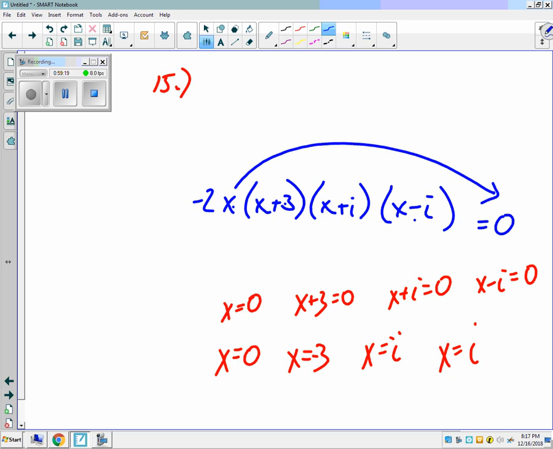Number 17. I can, or you guys could. Right. 16A. One's the leading coefficient. So it looks like it's a 0 floating in there, but just make sure you read the question.